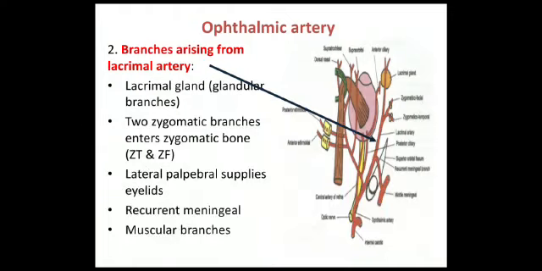The next artery is the lacrimal artery. So various branches arise from the lacrimal artery. So this artery supplies, as the name itself signifies, the lacrimal gland, that is called as the glandular branches. It gives two zygomatic branches, that is the zygomaticotemporal and zygomaticofacial. The lateral palpebral, which supplies the eyelid, recurrent meningeal branches, and muscular branches to the extraocular muscles.